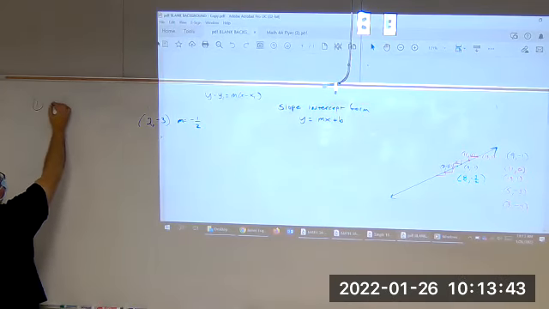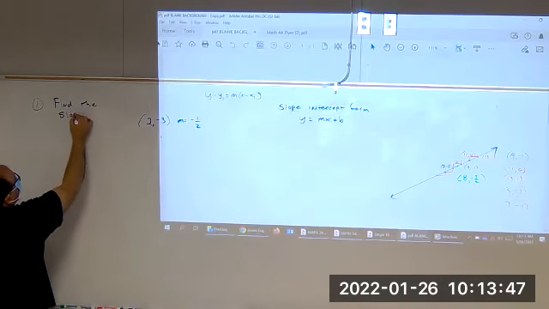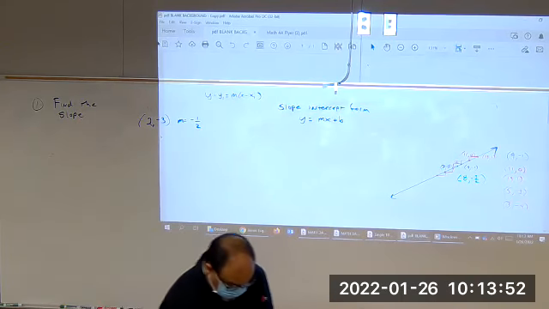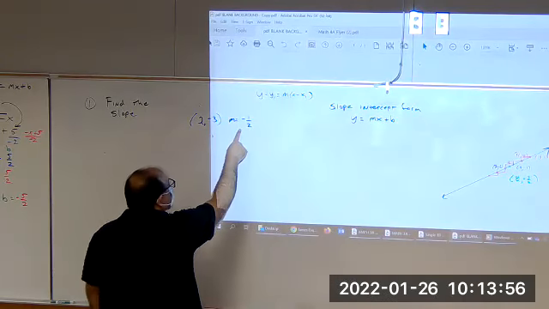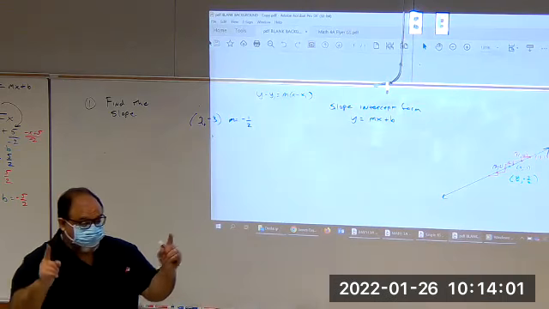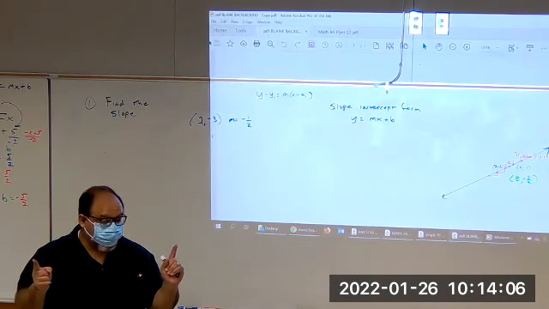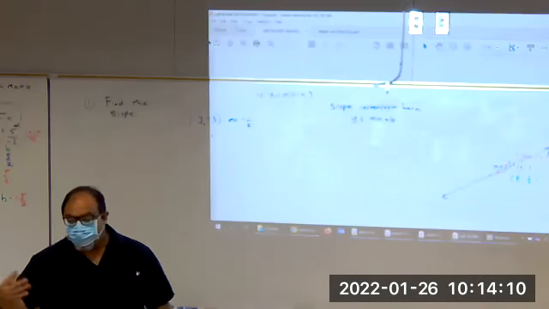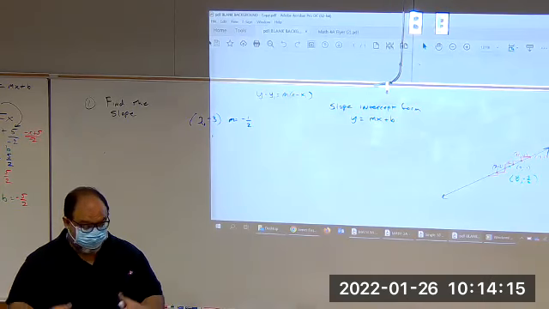Step number one, find the slope. The first thing you have to do to write the equation of a line is find the slope. Oh, look, I found it. Sometimes it's given to you. Sometimes you're given two ordered pairs. If you're given two ordered pairs, then you have a slope formula to calculate the slope: y sub 2 minus y sub 1 over x sub 2 minus x sub 1.